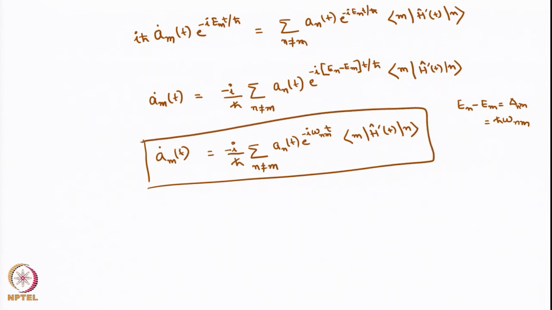So for each mth coefficient, the time dependence will depend on the rest of the coefficients. Okay. So in this case we will have n coupled differential equations. These have to be solved, and it is going to be very difficult to solve n coupled differential equations. Therefore we play one trick, and we use something called first order perturbation theory.